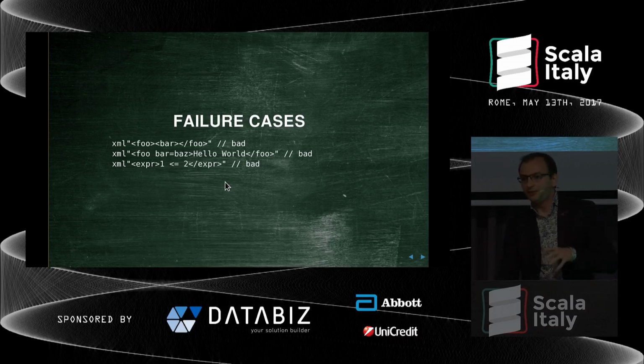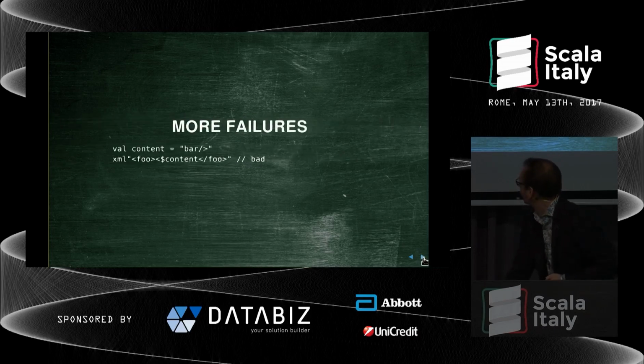So Xylophone, the XML library which is built upon Contextual, will reject all of these and, in theory, liberate you to not worry about XML. What if we had something like this?